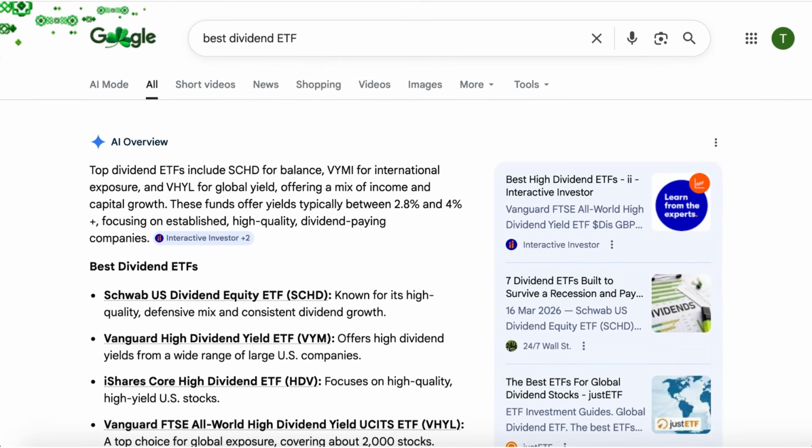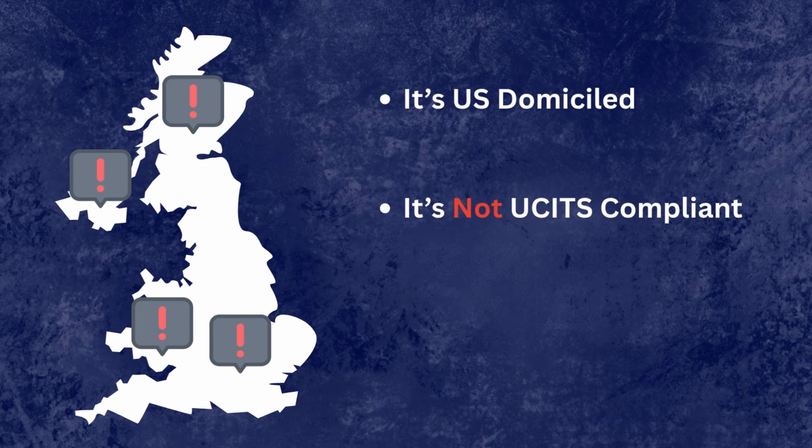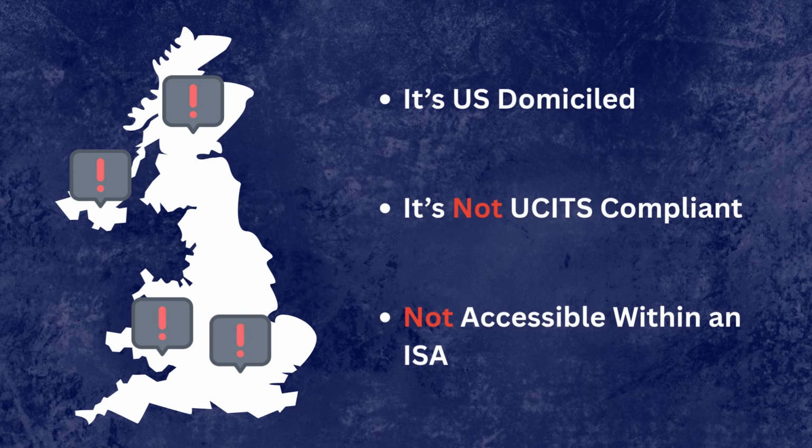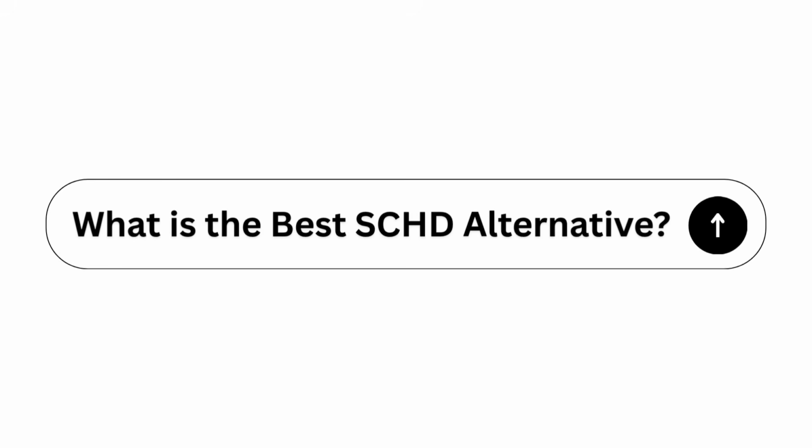SCHD has become almost legendary amongst dividend investors online. If you search for best dividend ETF, it's almost always at the top of the list. But for UK investors, there are a few issues. It's US domiciled, it's not UCITS compliant, and that means you typically can't buy it inside an ISA. Which raises the big question: what is the best SCHD alternative for UK investors?